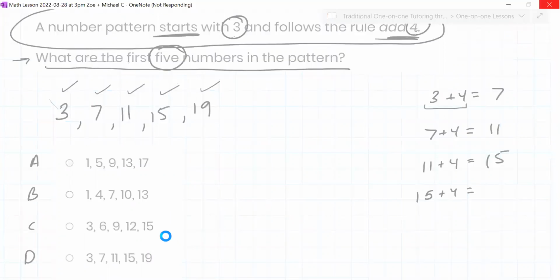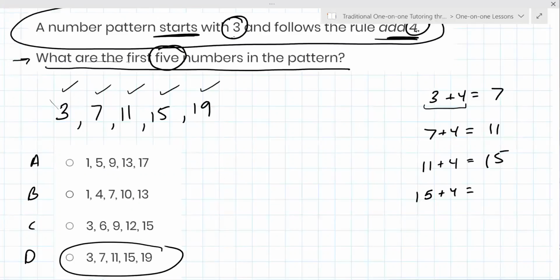Oop. Hang on just a second. My screen just froze up. There we go. Excellent. All right.